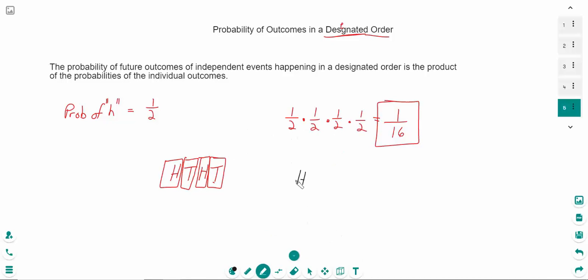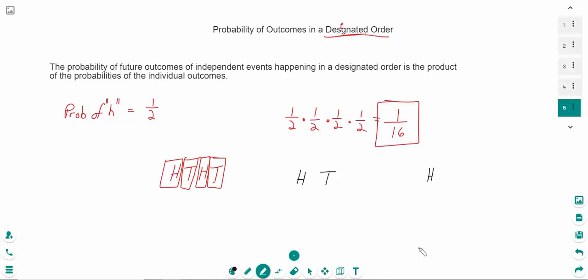Let's say we've got a heads and then we want a tails. So we just want heads, tails. Okay. Well, what could happen? All right. If this is what we want, what could happen? Well, I could flip the coin and I could get a heads on the first try, which is great.